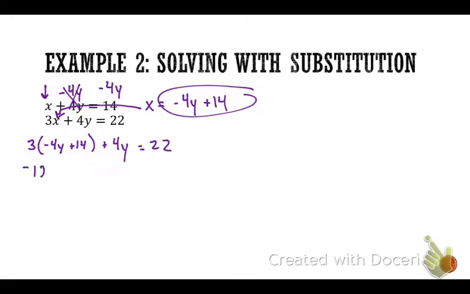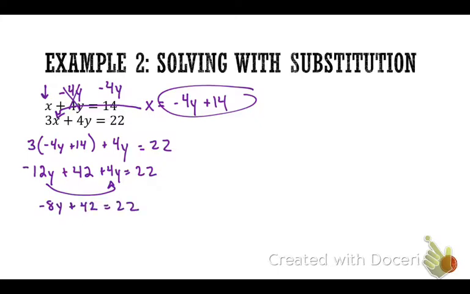Negative 12y minus 42. Did you guys get that? It's plus. Okay. It's plus. Yep, you're right. The first one's negative. Negative 12y plus 42 plus 4y equals 22. Okay, so what's negative 12y plus 4y? You got to get this. Negative 8y plus 42 equals 22.